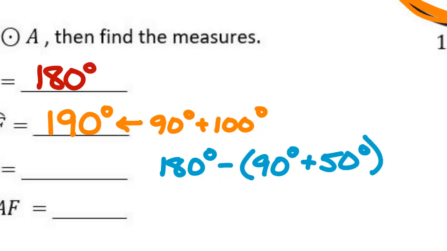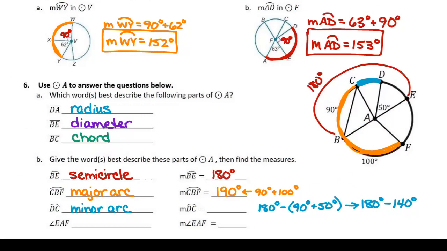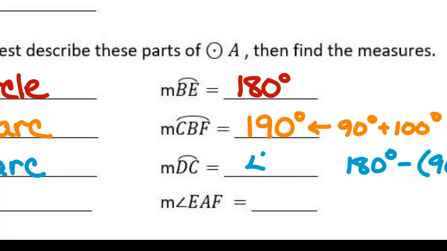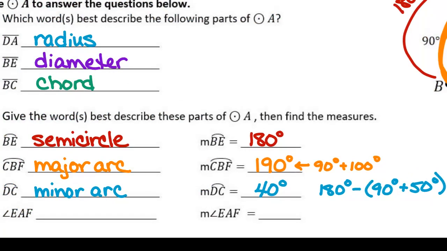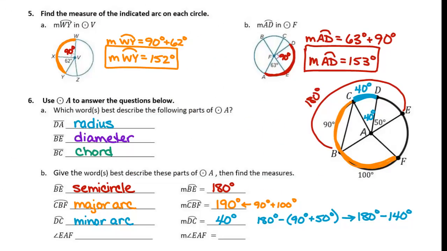What is 90 plus 50? So I'm doing 180 minus 140, which would be what? 40 degrees. So I'm going to go ahead and add that to the picture. This is 40 degrees, so its central angle would also be 40 degrees.